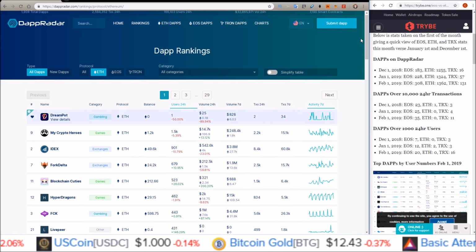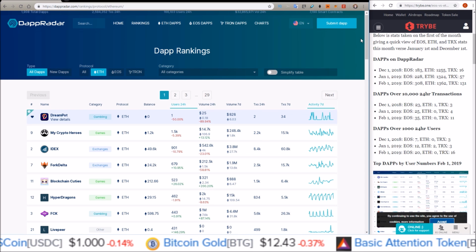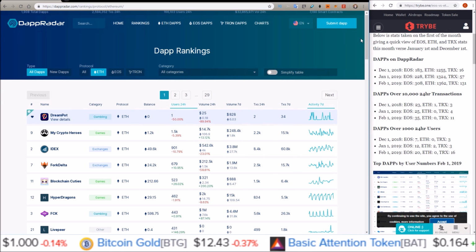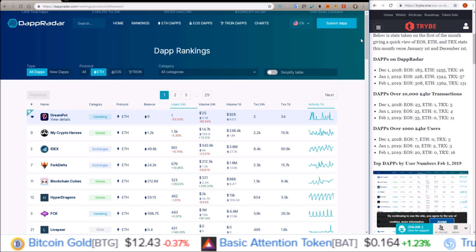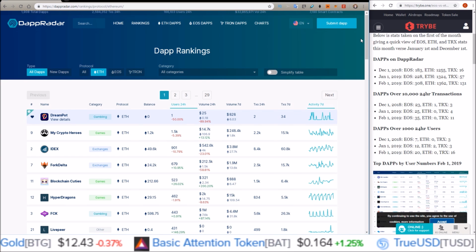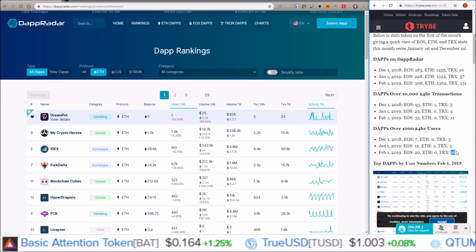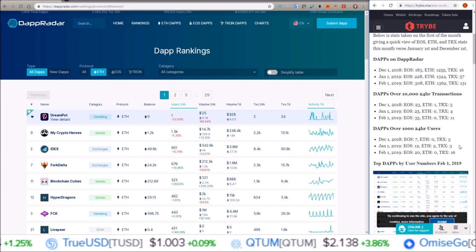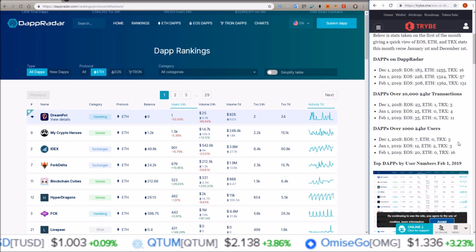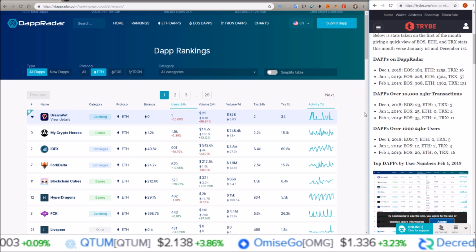So in terms of dApp transactions and dApp users, not much change in terms of EOS, Ethereum, or Tron. Though we did see a big drop off in Tron in terms of number of dApps with users over 1,000. That is the biggest outlier I see through this data.